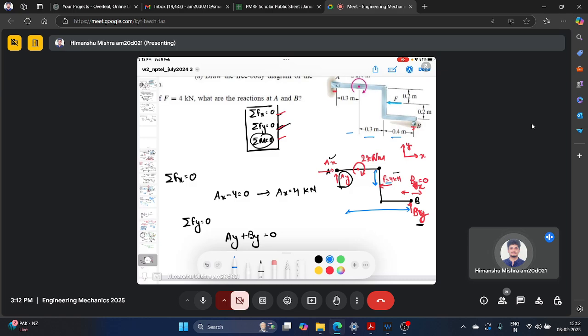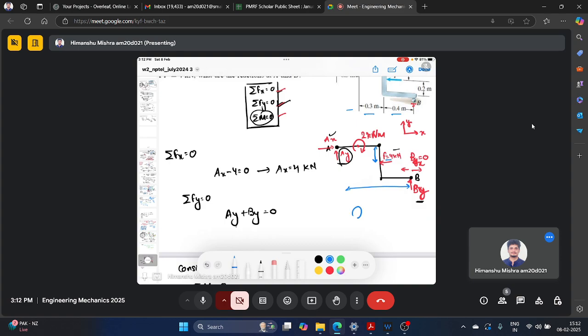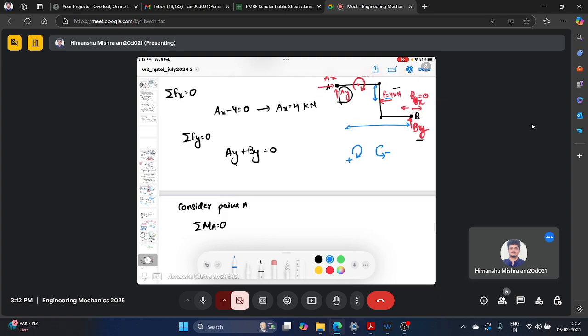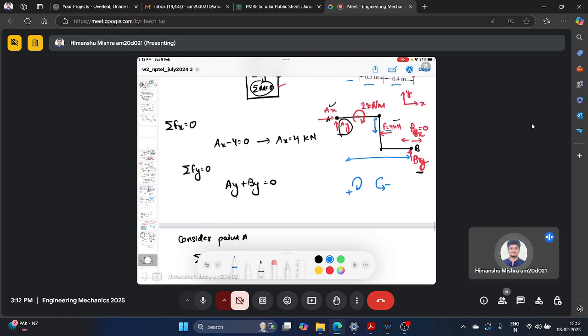And if I consider clockwise movement as positive and anti-clockwise movement as negative, then we can decide the direction of movement. You can see the direction of force is toward the left side, and around point A this will rotate like this, that is in the clockwise direction. So due to this force there will be a positive movement around point A.